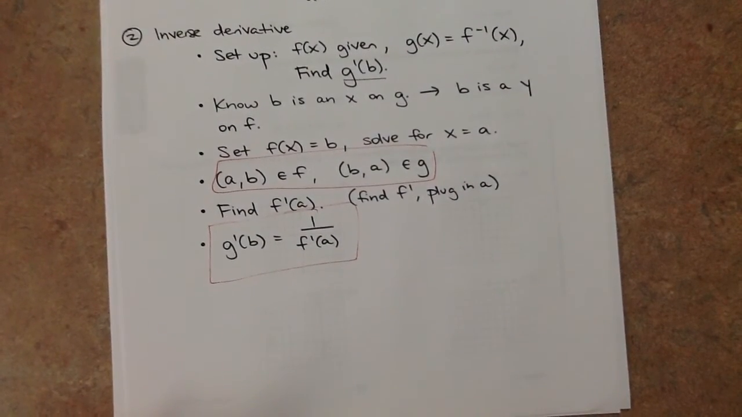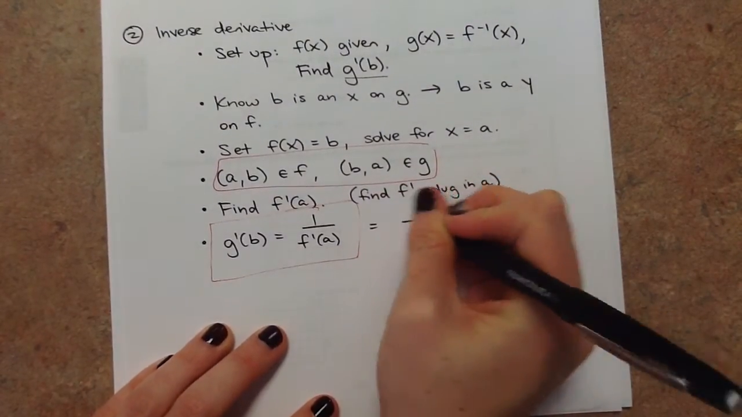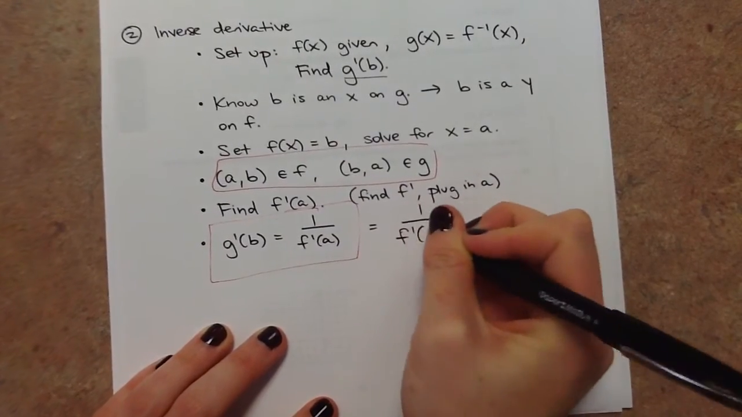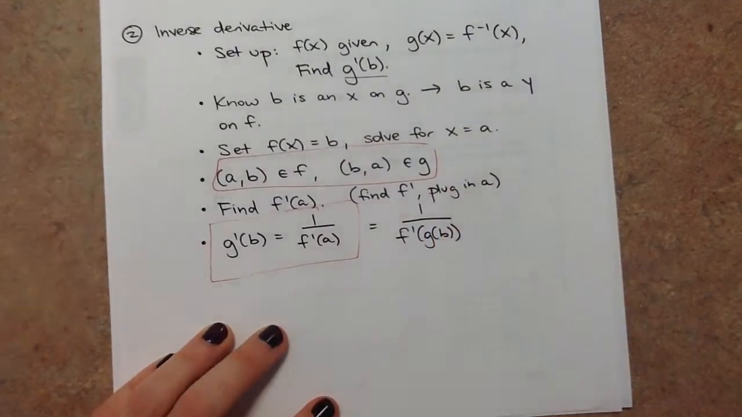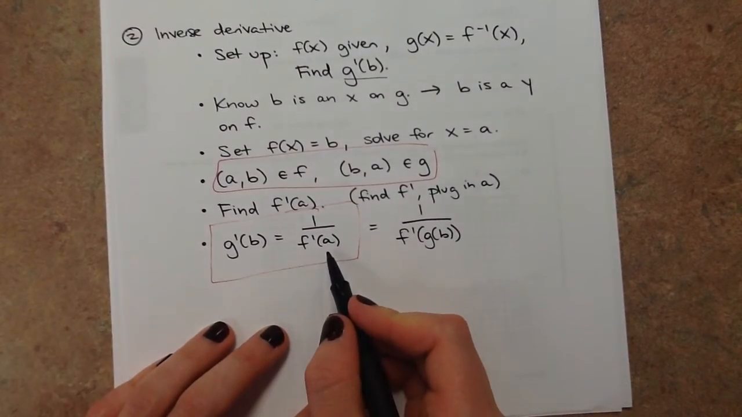Is there another formula that's the exact same thing as that? There is, they write it in a slightly more complicated way. This is the way the book writes it: 1 over F prime of G of B. The book writes it like that, and G of B is A.